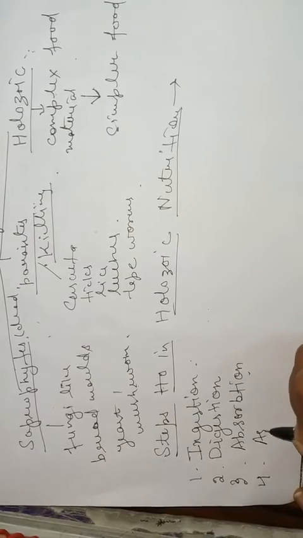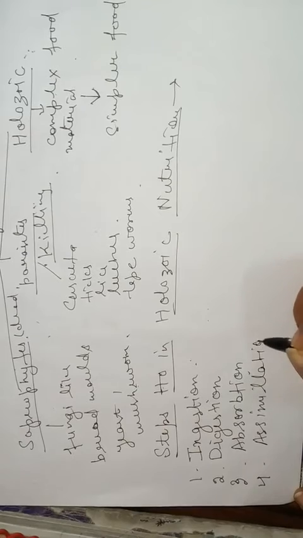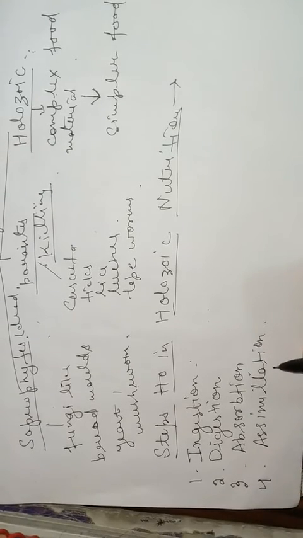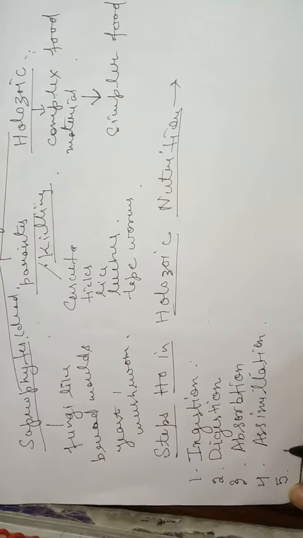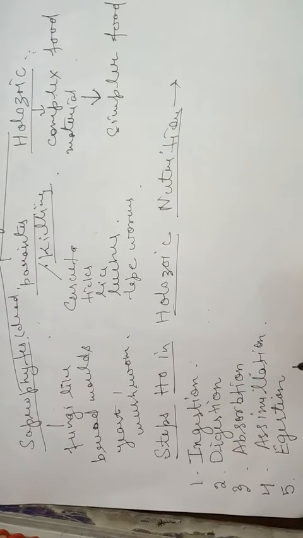And fourth one is assimilation. Assimilation: the absorbed food reaches every cell of the body. And fifth one is egestion. The remaining waste is removed from the body.